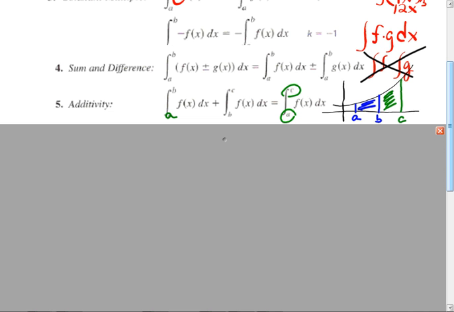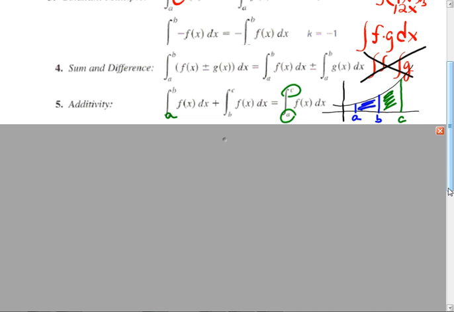Sometimes you want to go backwards. Sometimes you want the area from A to C, but you're going to have to do the integral from A to B and then B to C. Depends on the picture. If you can use geometry, use geometry. I don't want to use calculus unless I have to. Okay, is that okay? Those seem pretty common sense.